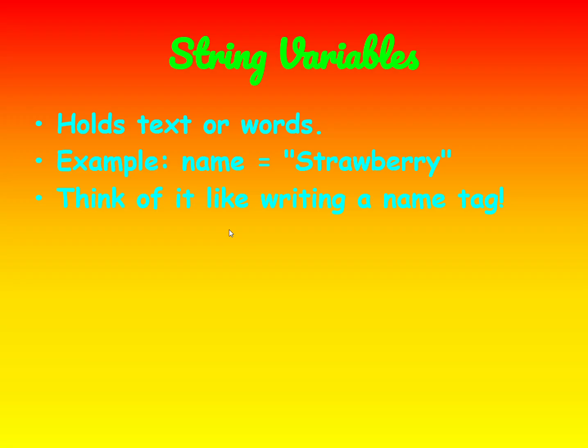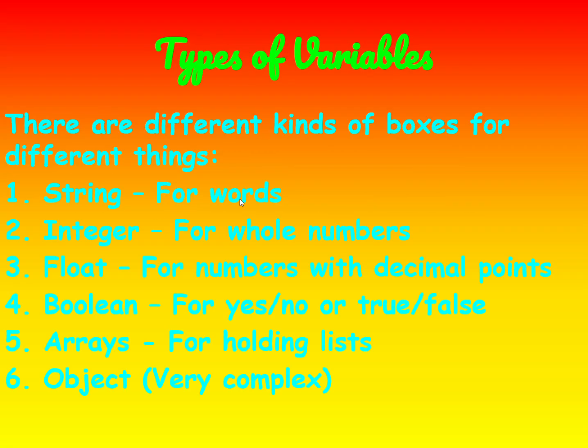Okay, string variables. Wait, we didn't do this part properly. Right, yeah. So integers are for whole numbers, not decimals. Whole numbers go from 0 to infinity. This should be clear. Now, float for numbers with decimal points. Boolean for yes or no, or true or false, basically the same thing. Arrays for holding lists, which we're not going to cover today because that's pretty complex. Objects, very, very complex, right?